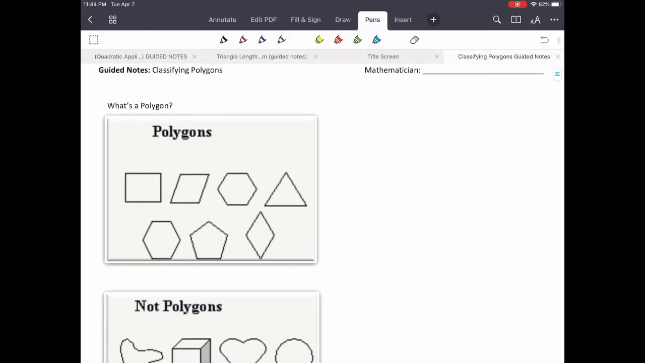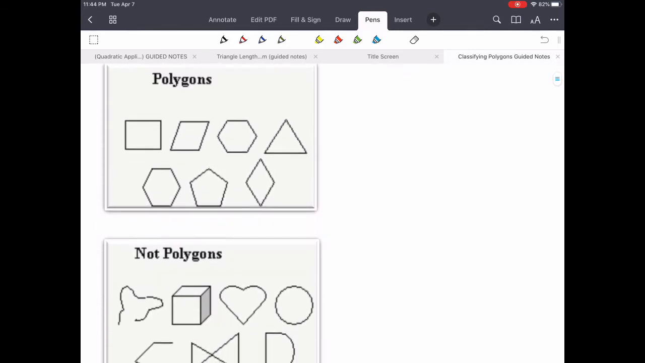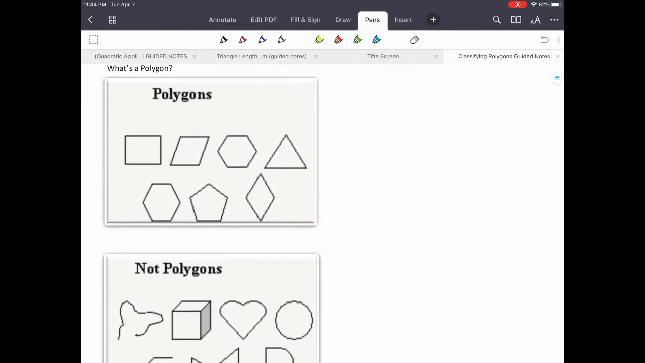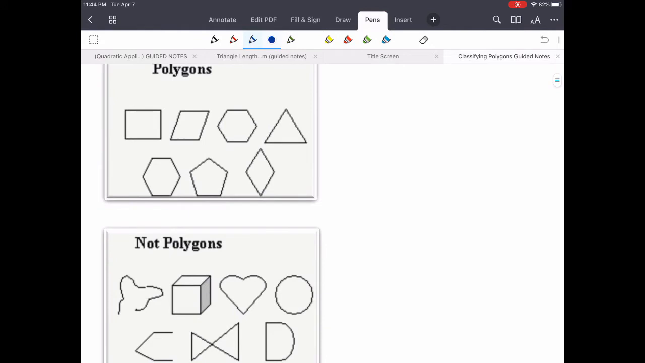Hello everybody. Today's lesson is going to cover classifying polygons. So let's get right down to it. In your guided notes, you might notice that we have a couple things. First, we have polygons and not polygons. Maybe or maybe not, that is self-explanatory. I want to talk about what makes a polygon and what does not make a polygon.